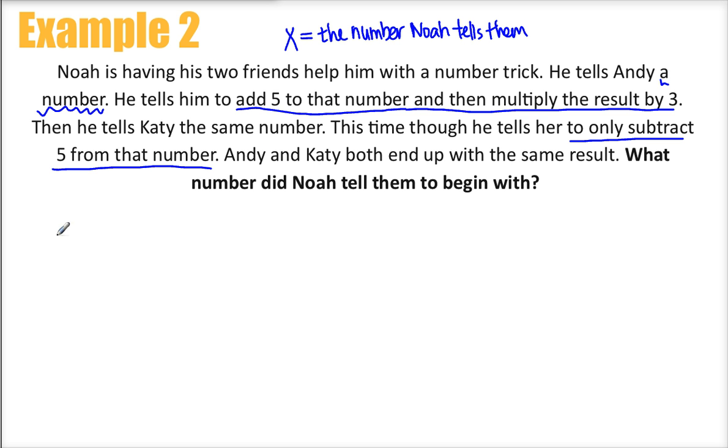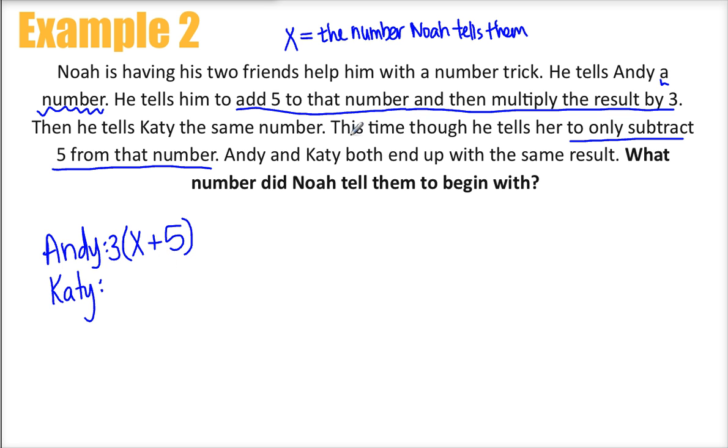Okay, now let's see what Andy does with that number, and then we'll see what Katie does with that number. Okay, Andy, he adds 5 to the number. So he takes the number x, remember we don't know what it is, so we call it x, and he adds 5 to that number. Then he multiplies the result by 3. So whatever x plus 5 is, we need to multiply that number by 3. Okay, so that's where these parentheses come in handy. We take whatever we get when we add x and 5, and we multiply that result by 3. Okay, so this is what Andy does with that number that Noah tells him.